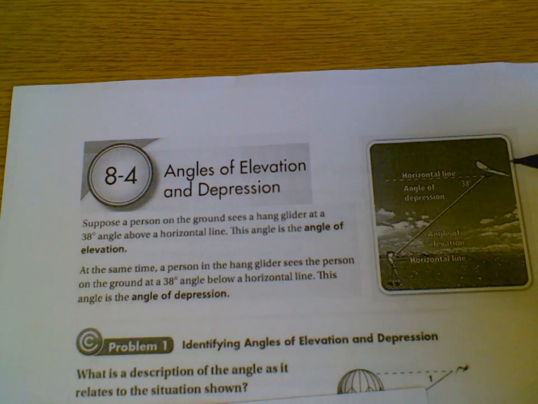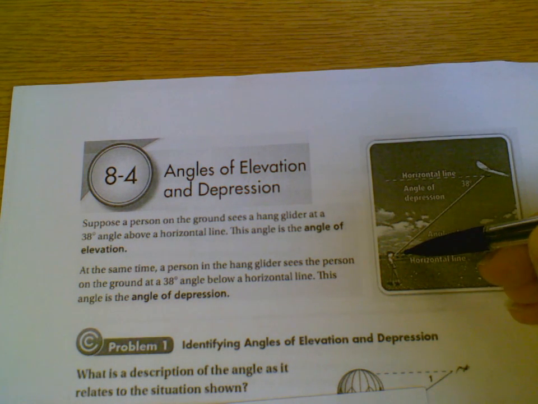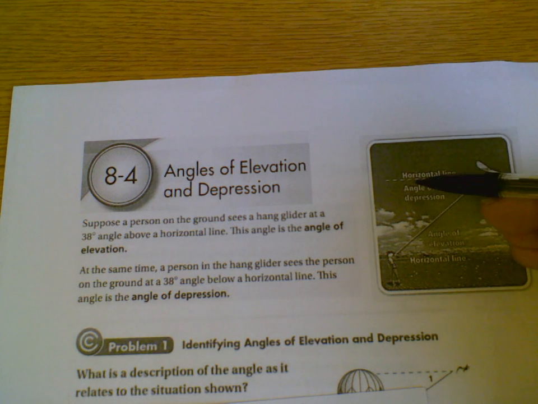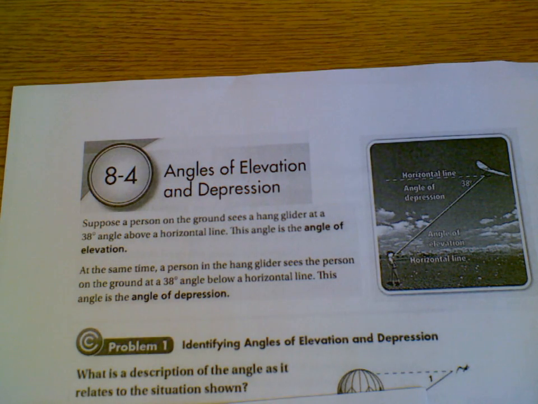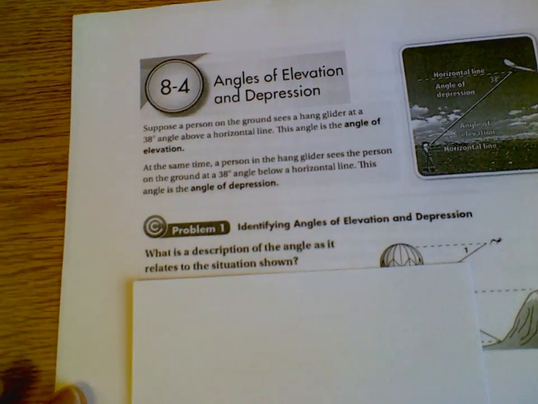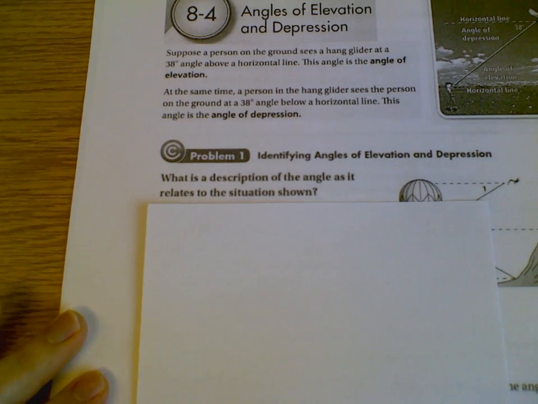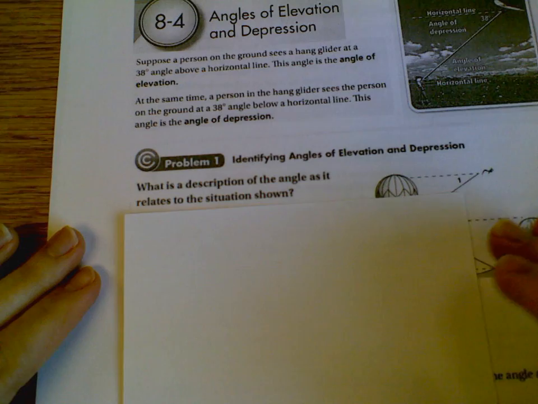So then at the same time, let's say a person in the hang glider sees the person on the ground at a 38-degree angle. So here's my horizontal line. Slanted line is going down, so that would make it an angle of depression. So the first thing is just getting you used to that vocab, making sure you can identify what kind of angle it is, whether it's an angle of elevation or depression.